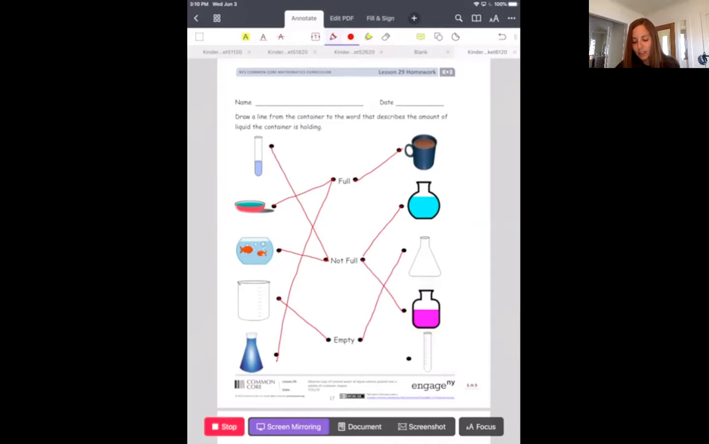And the last one, right here, empty. Yeah, there's nothing inside of it. So, I erased my line. Not full. And empty.